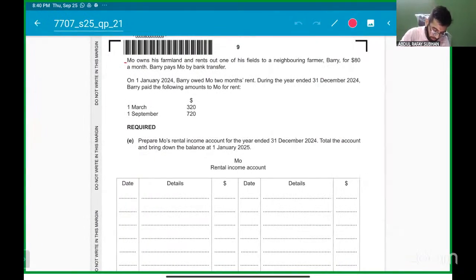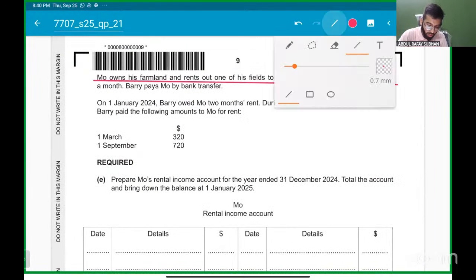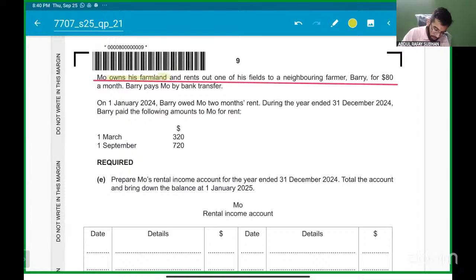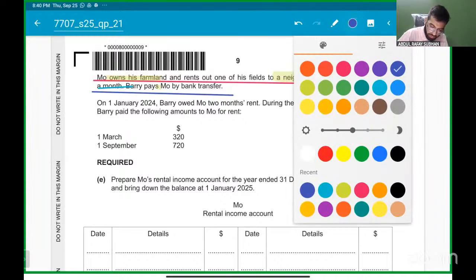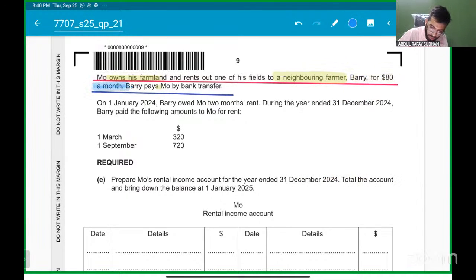Okay. Next is basically that Mo owns his farmland and rents out one of his fields to a neighboring farmer, Badi, for $80 a month. Badi pays Mo by bank transfer. Badi is paying him $80 a month, which is what he is receiving.